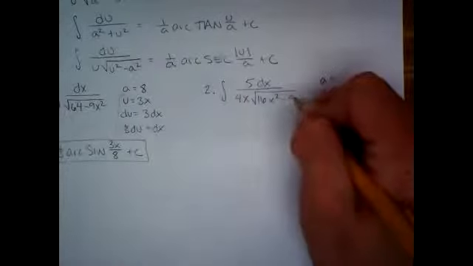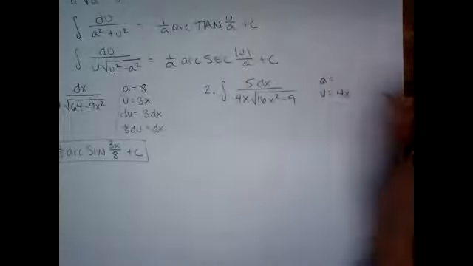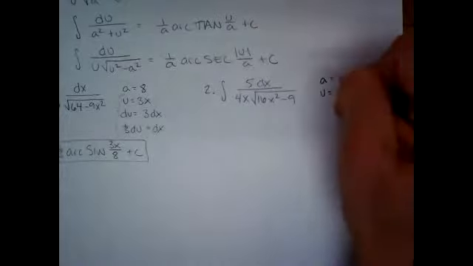All right, A is going to be a value. U is going to take the place of the variable. So what is A going to be for this? U is going to be 4x, and then A is going to be 3. Good, 3 squared would give you 9.